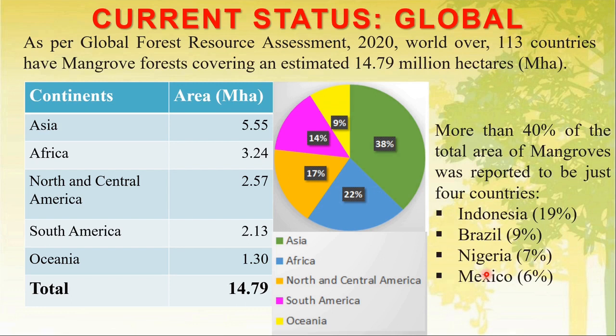Now, within this, more than 40% of the total area of mangroves was reported in just 4 countries. So of this 14.8 million hectares of mangrove cover, only 4 countries possess this 40% of the total area of mangrove, and they are Indonesia 19%, Brazil 9%, Nigeria 7% and Mexico 6%. All information here is from the Global Forest Resource Assessment 2020.